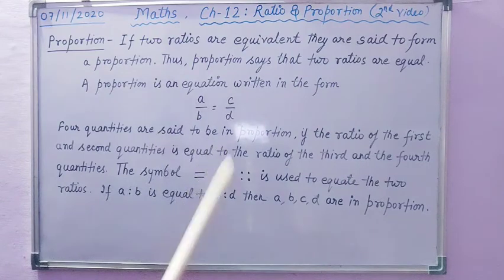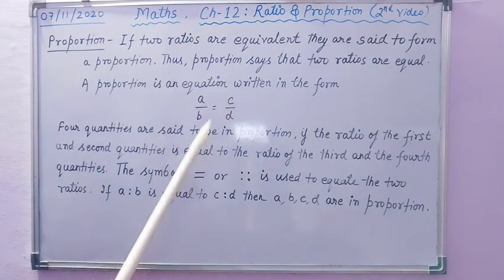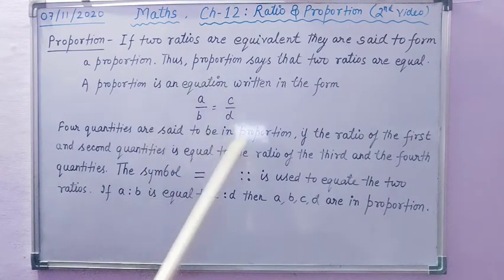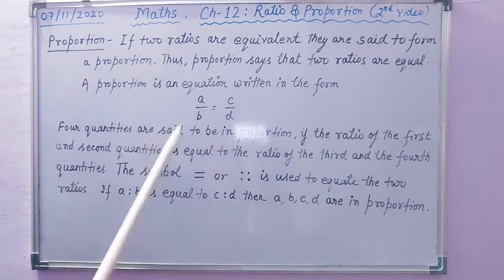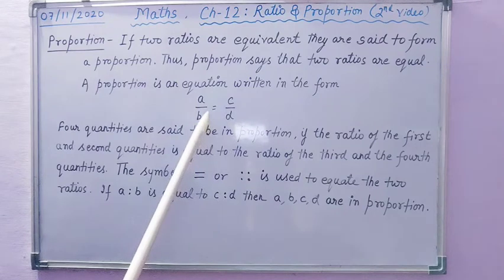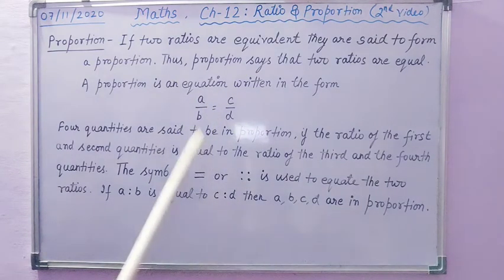This is the form. If I am taking four quantities A, B, C and D, then the ratio of A and B, A upon B, and the ratio of C and D should look like this: A upon B is equal to C upon D. It means they are equivalent, which means they are in proportion, because both these ratios are equivalent. So we can say the ratios are in proportion.